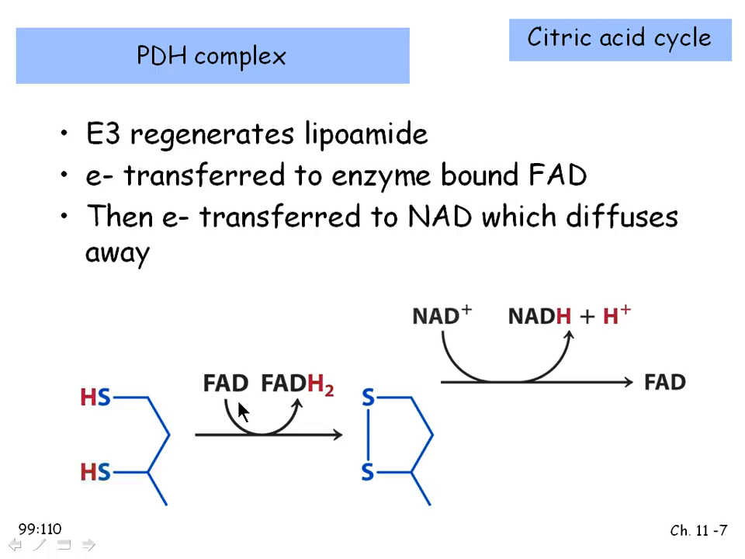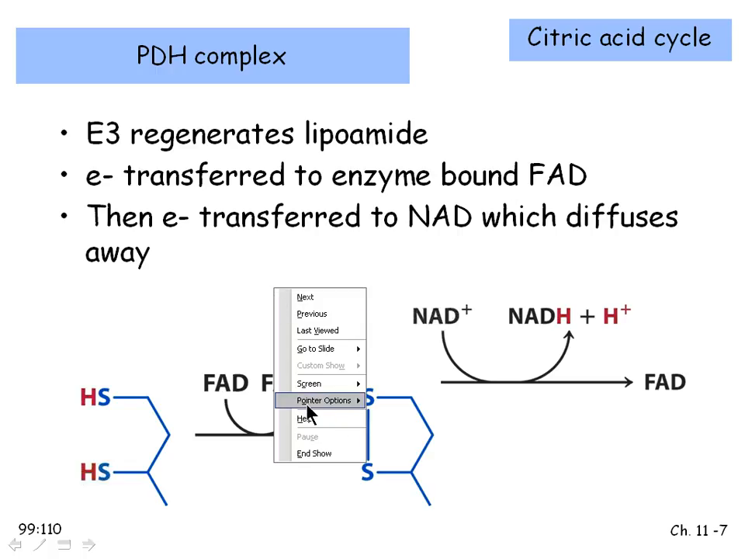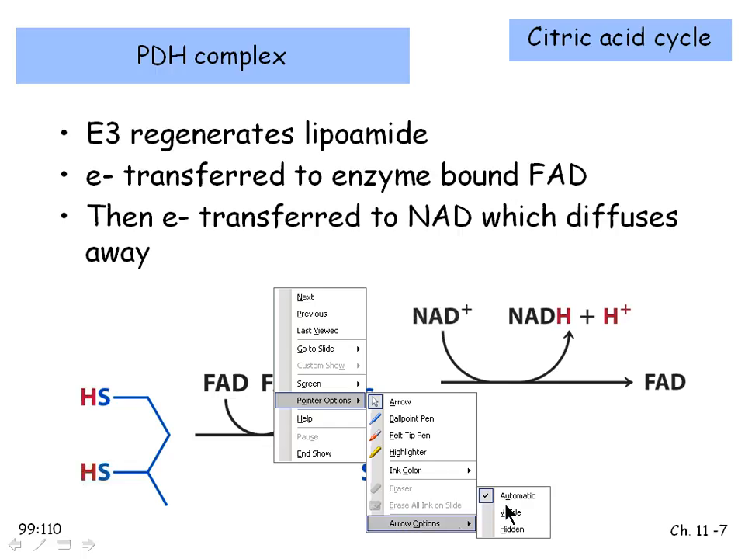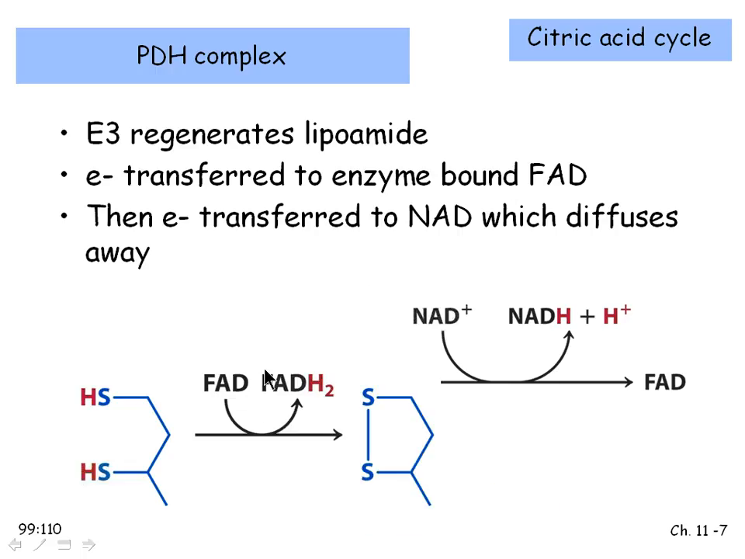another cofactor. We saw FAD in the overview of metabolism as one of the electron carriers. And so FAD will be able to receive the electrons at this point. FAD will receive the electrons and become FADH2. Now the lipoamide has been regenerated, and the enzyme-bound FADH2 can transfer the electrons to an NAD+, and NADH is now the reduced form, and it is free to diffuse away.